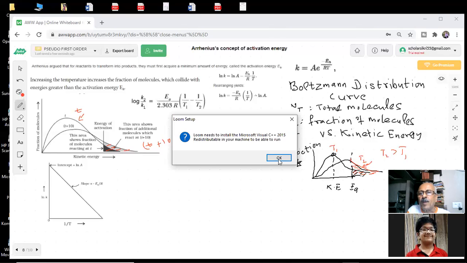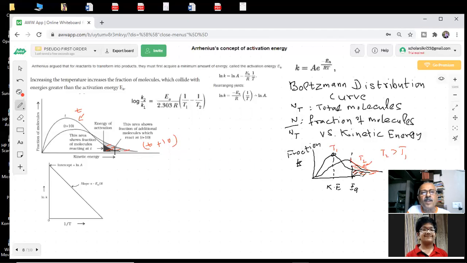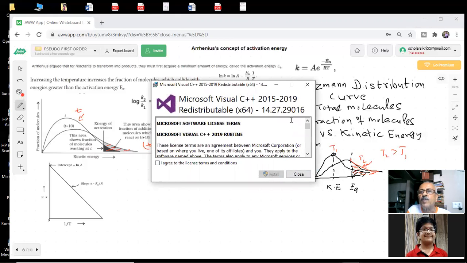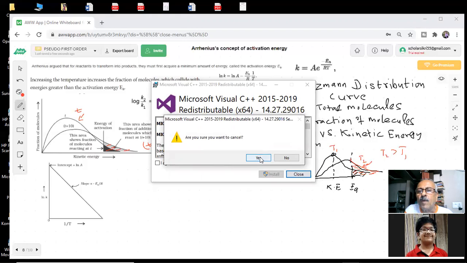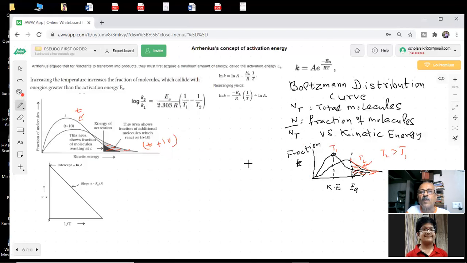So we know what we are talking about. This is our graph which we have shown here again, the Boltzmann distribution curve. Boltzmann distribution curve we have shown already. Therefore, with increase in temperature, rate of the reaction increases.